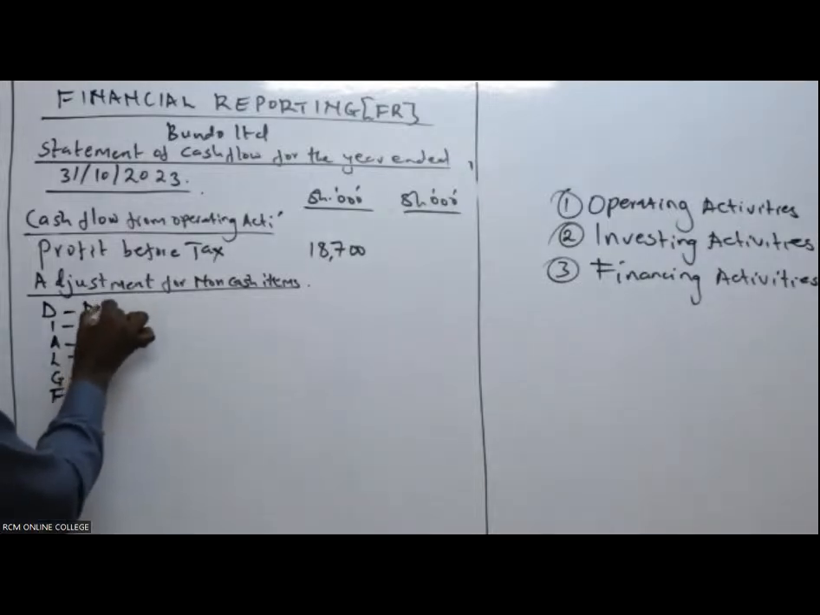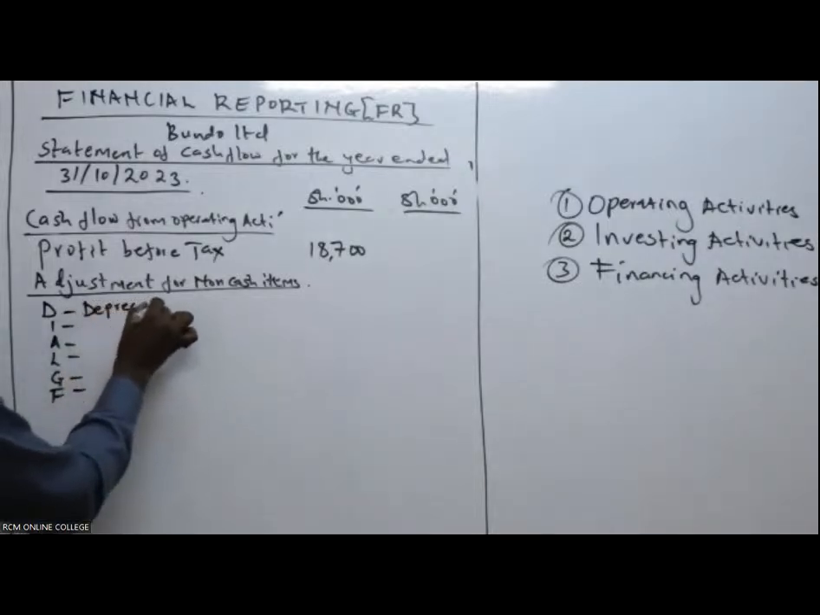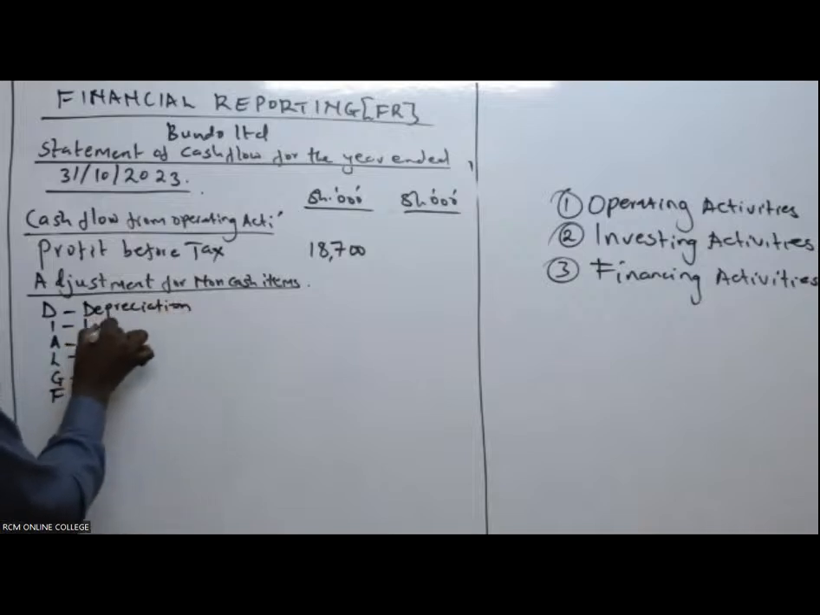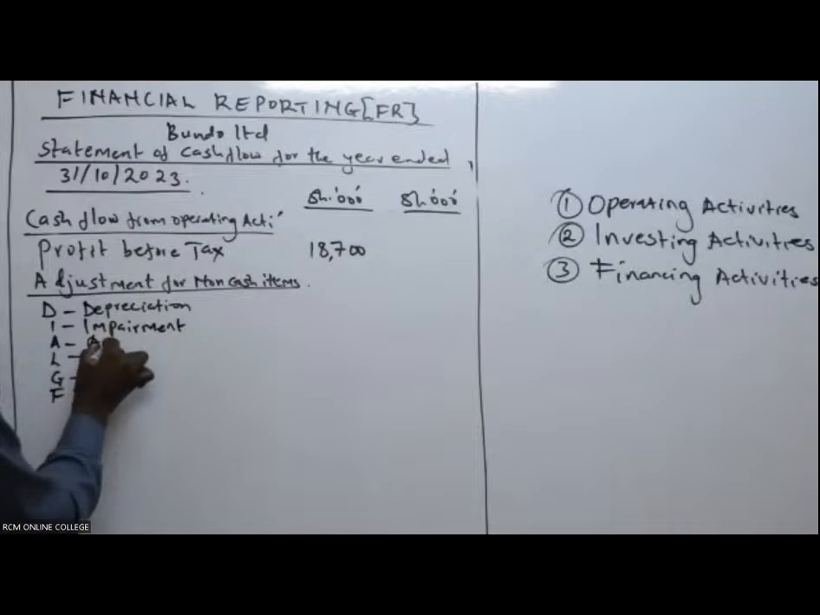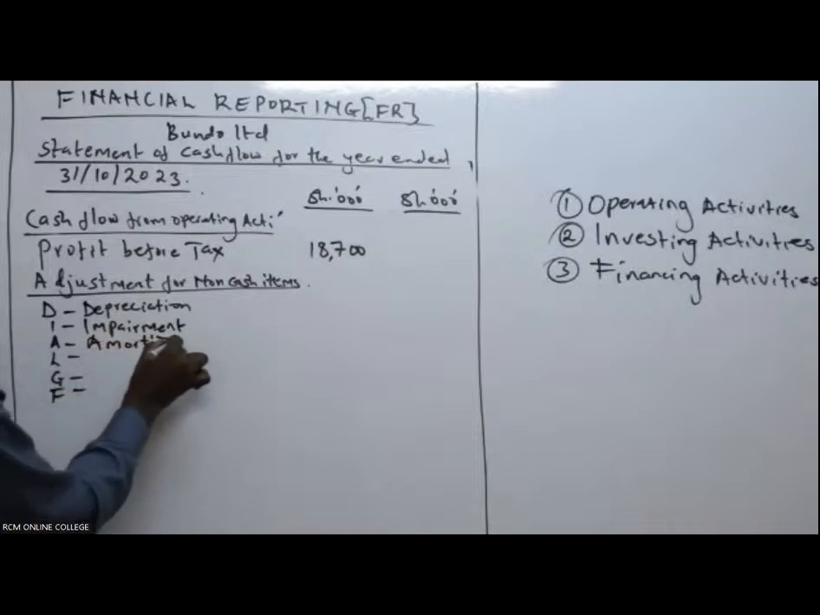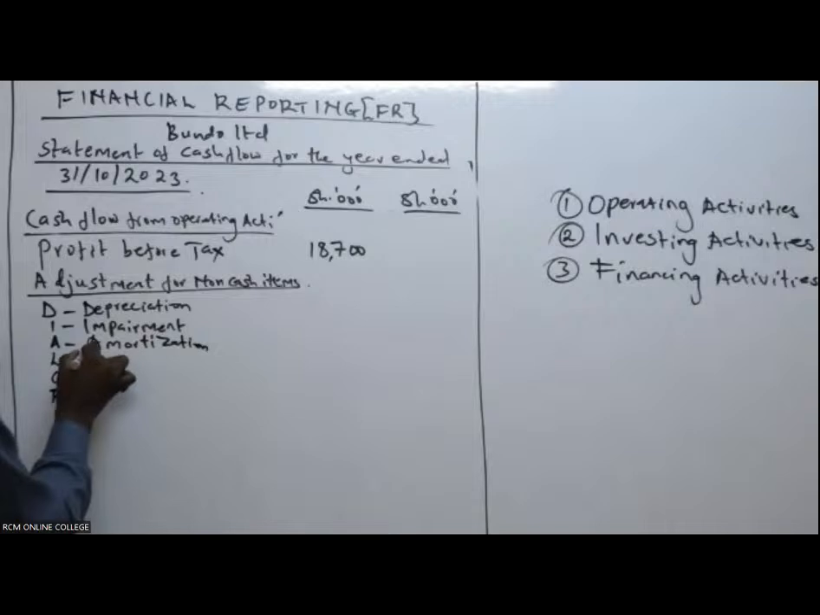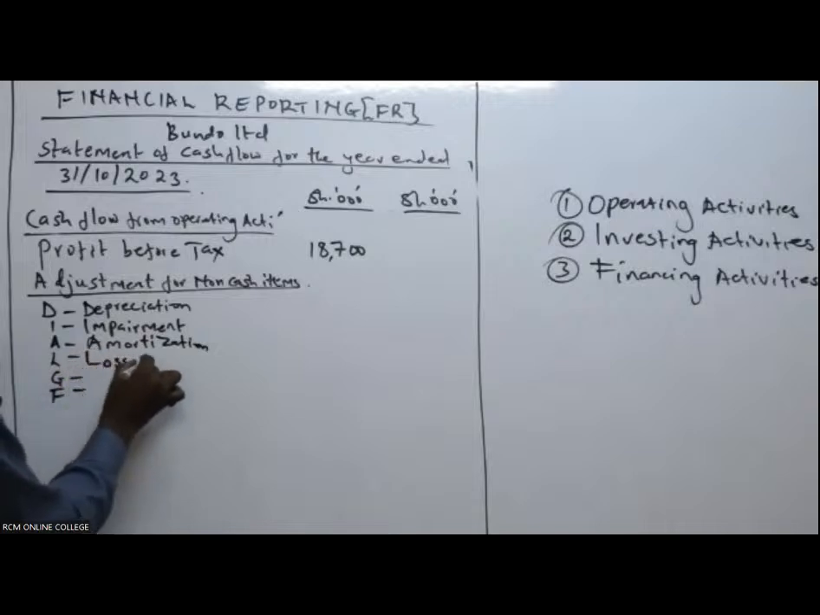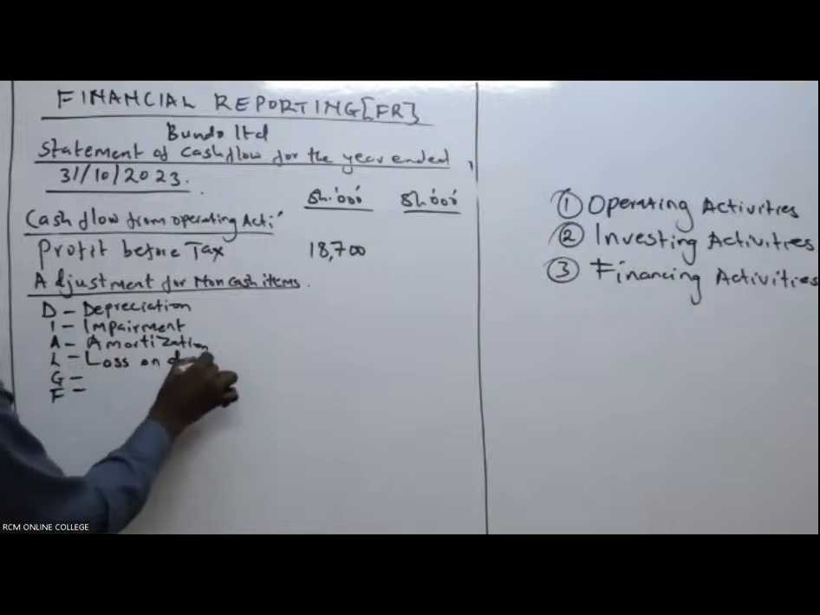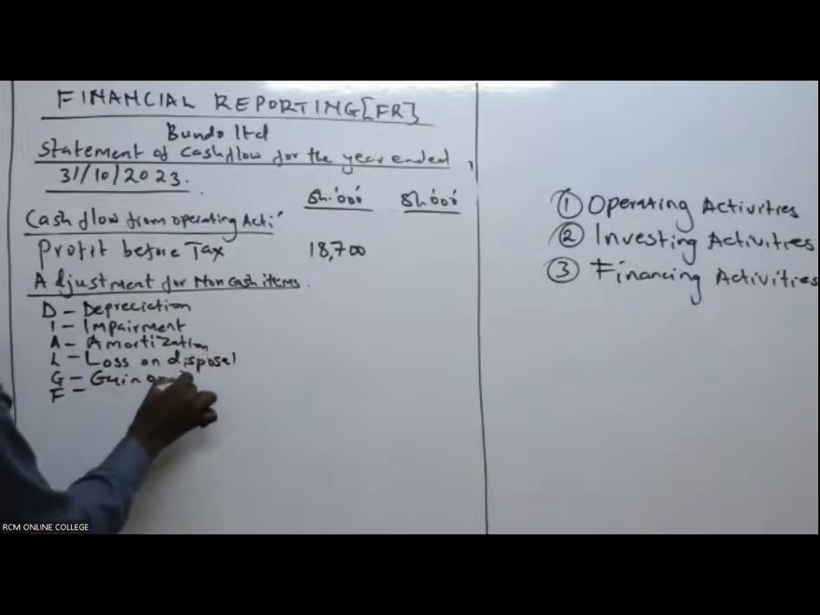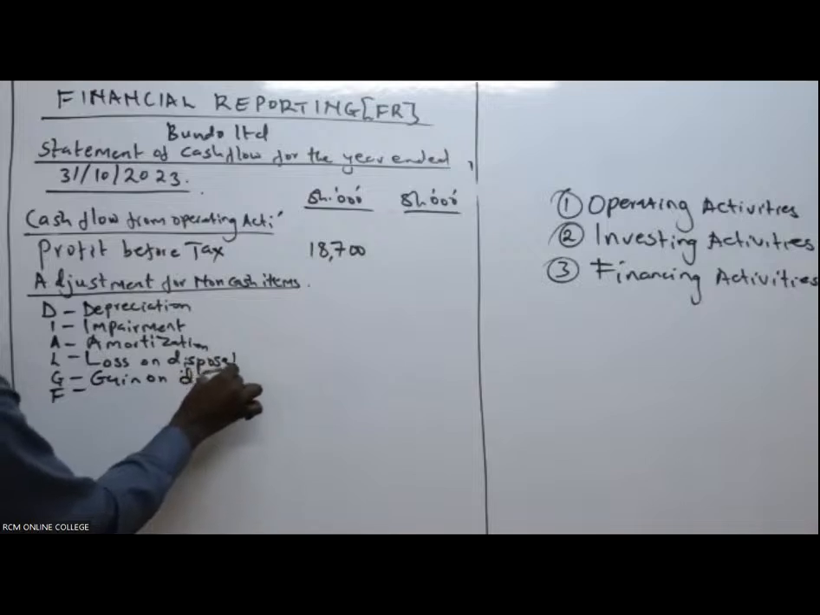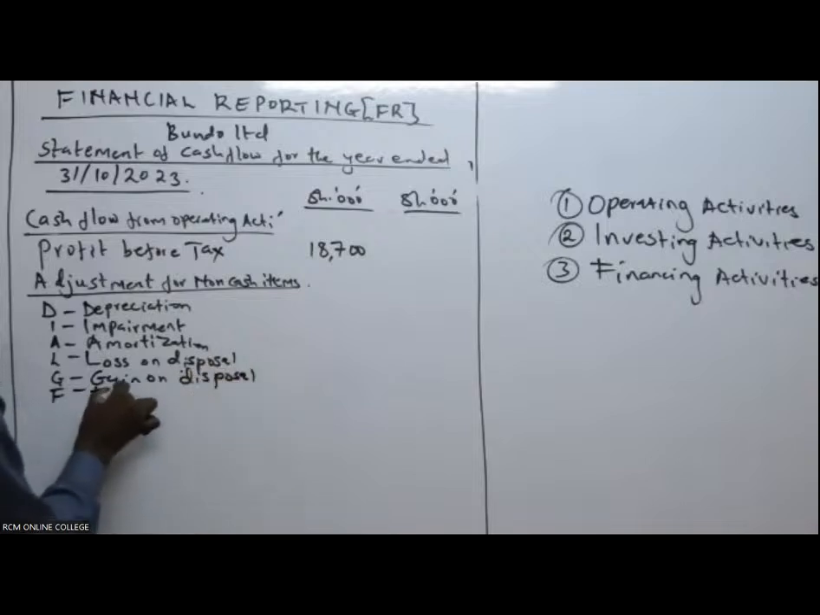Where this stands for depreciation, impairment, amortization, loss on disposal, gain on disposal, of course disposal of asset, and then we have finance cost. Finance cost is the same as the interest paid.